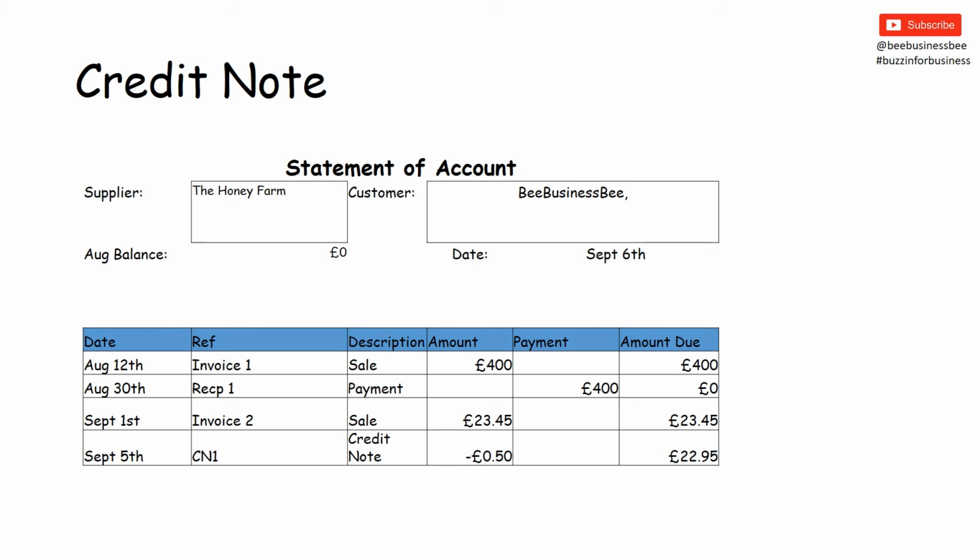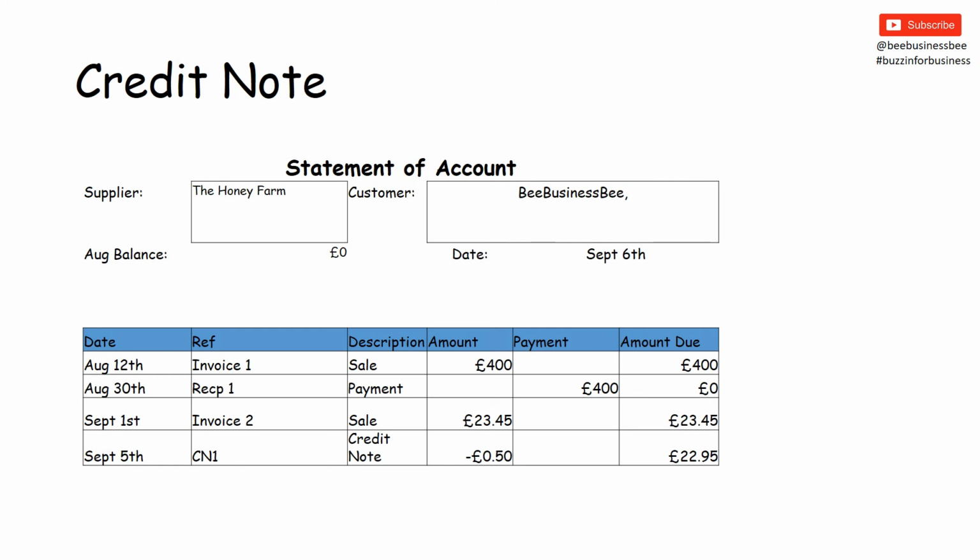Now what you can see here is that on August the 12th, invoice 1 was for £400. And as you see there, the amount due on that account was £400. It was a sale. So B ordered basically £400 worth of honey from the supplier. Now B made a payment on August the 30th as a receipt, so you can see the payment there. So a payment was made of £400, and obviously the account balance now is zero. You can see there, so the amount due is zero. So at this point, everything's cleared off, as you can see. The end of the balance is there.